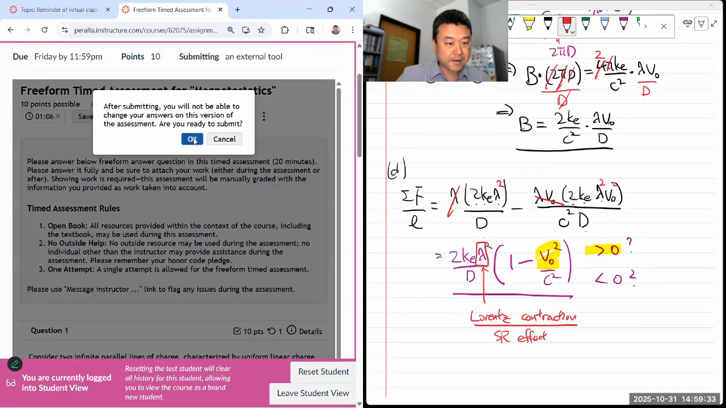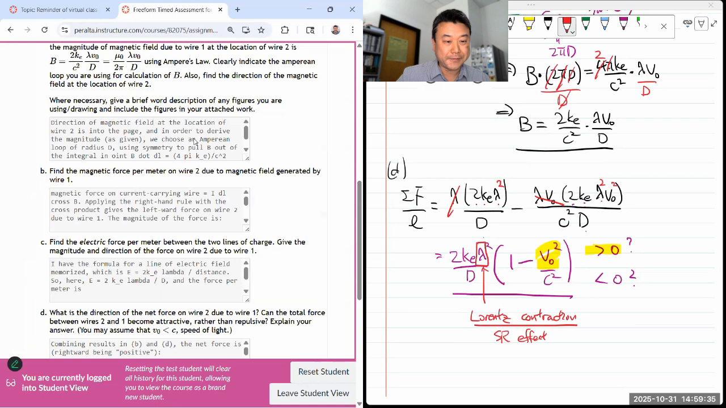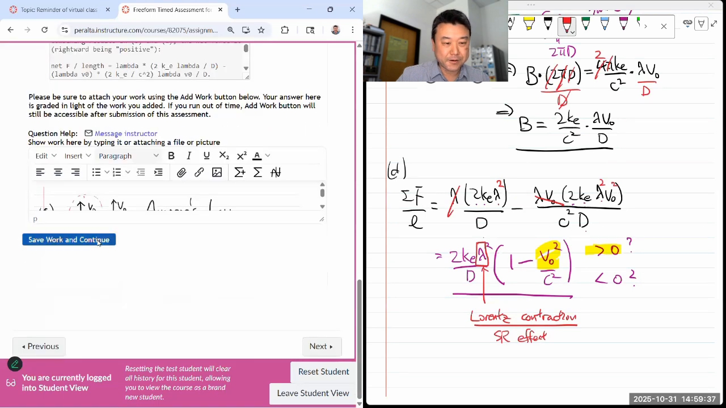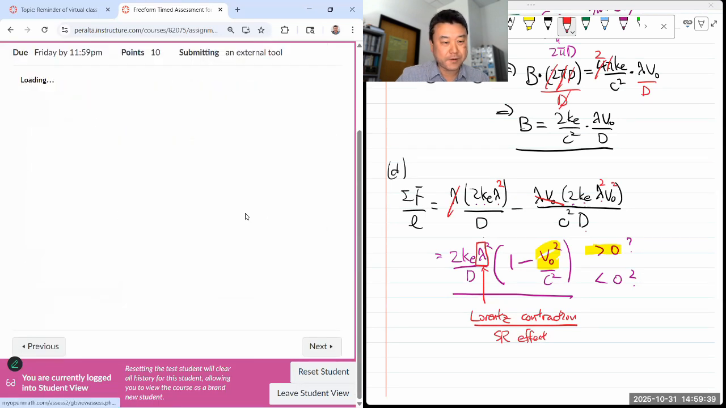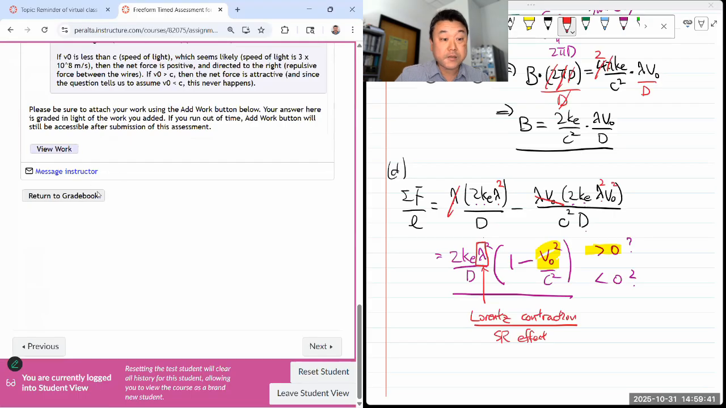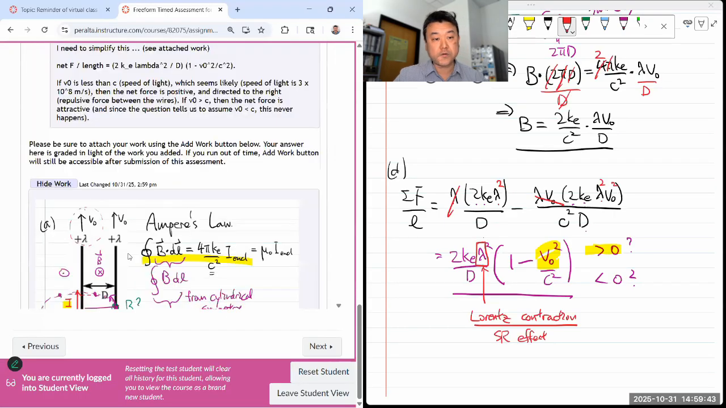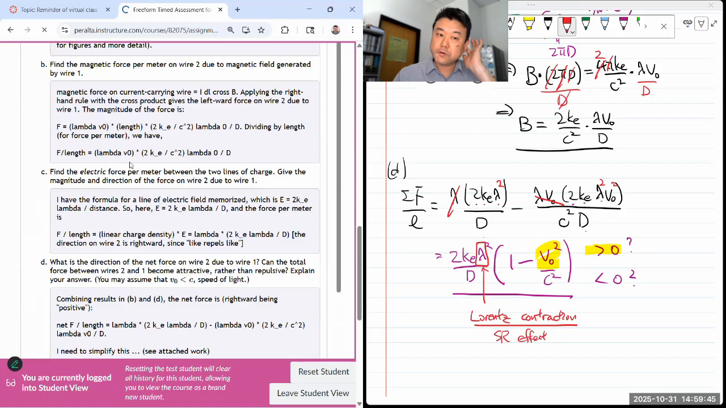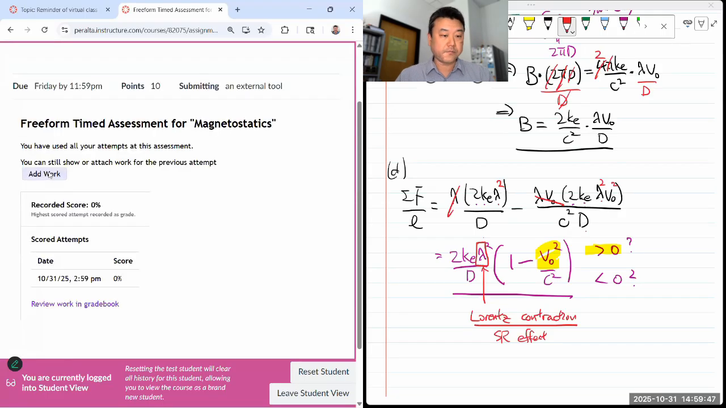Let me submit it then. I guess I had time left over. Alright, save work and continue. You know where to review work. And you can also change this if you want to. If you refresh, you'll get a button for add work. So you can always do that.